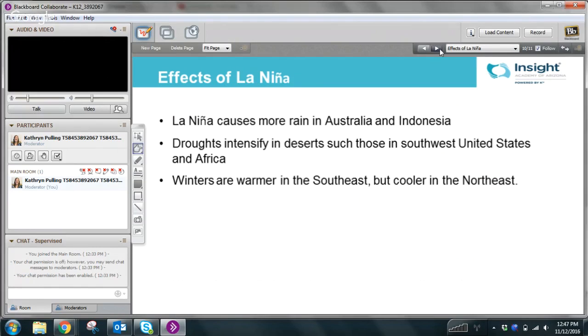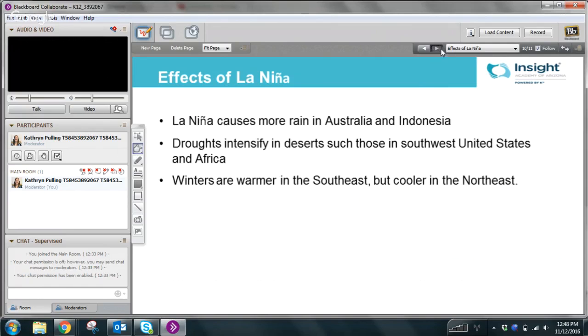So some of the effects of La Nina: it causes more rain in Australia and Indonesia. La Nina also affects the US in the sense that droughts intensify in deserts. Okay, so we get even drier. This has a big effect on major desert areas. We're definitely in a major desert area. Africa also has a major desert area. So those places get even drier. Winters are warmer in the southeast of the world, but cooler in the northeast. So this makes some pretty frigid winters for people, like in New York.